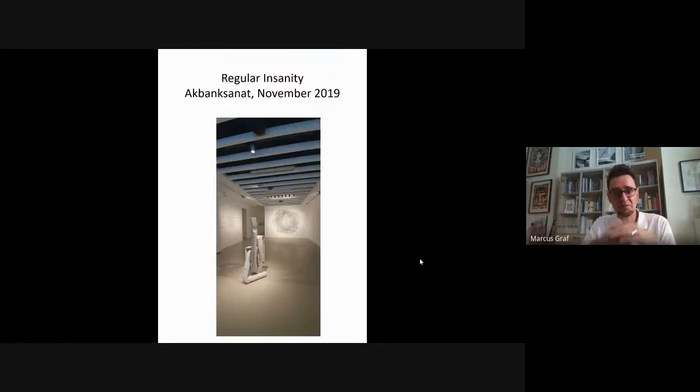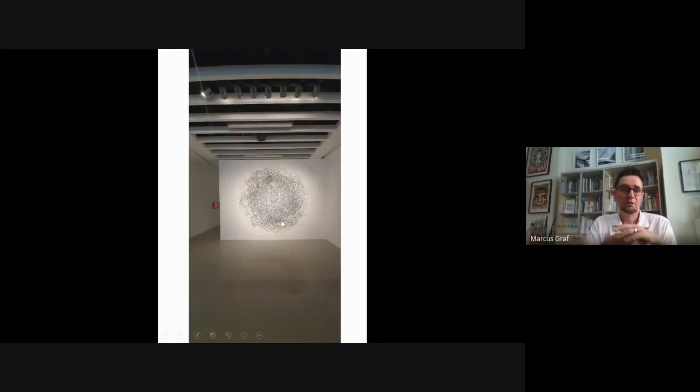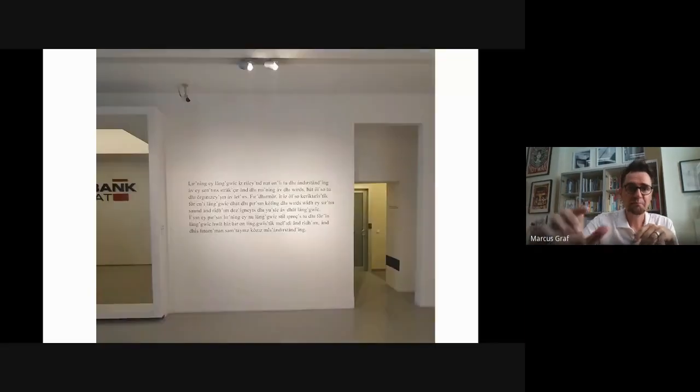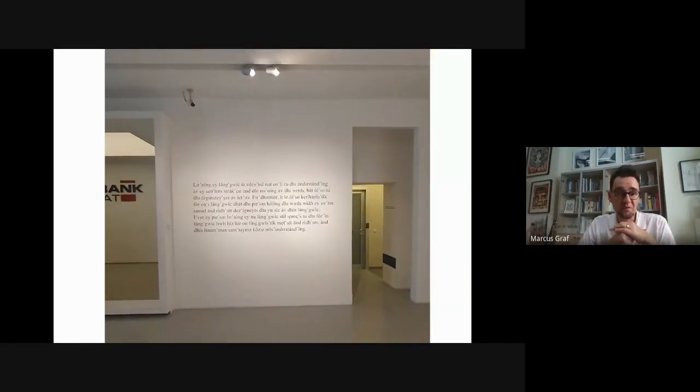For instance, when you enter the space, the first things that you see over there are abstract forms. It's an abstract sculpture over here, organic. It's a doodle, an abstract nonsense form over here. And then on the left side, there is a text which looks strange and doesn't make sense at first.